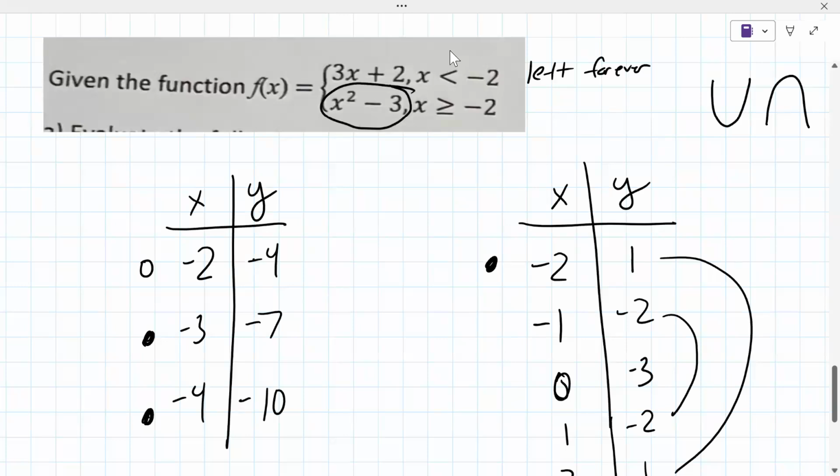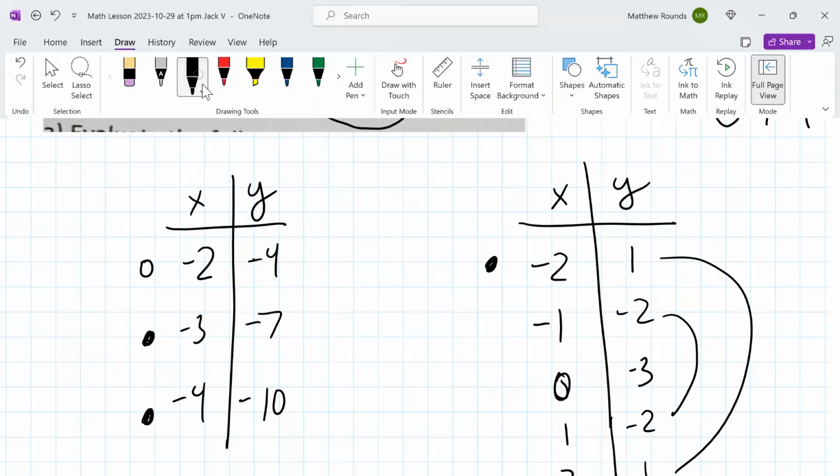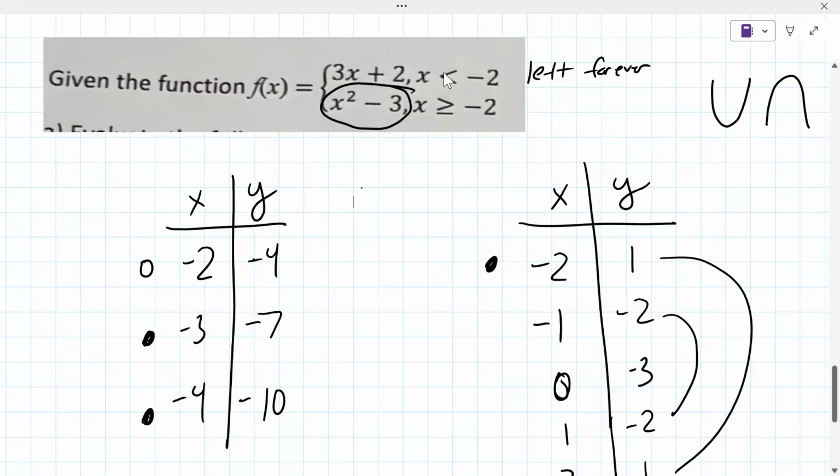I feel like it's still unclear based on the way you asked that. The less than is an open circle. Greater than or equal to is filled in. Okay. Oh, okay. I think I'm getting it a little bit better.